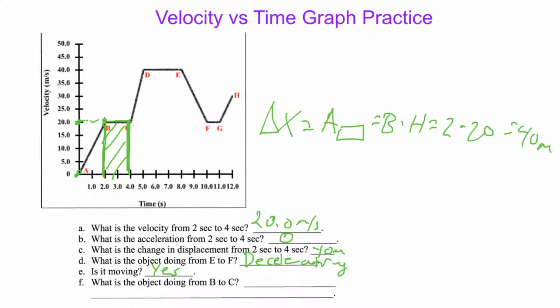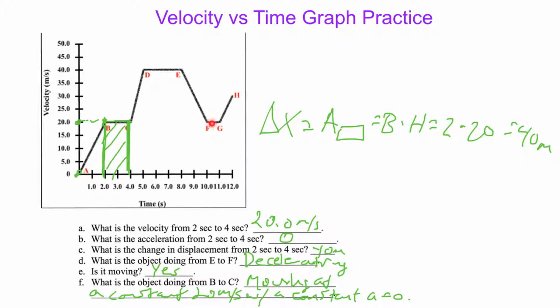Alright, what's the object doing from B to C? What is the object doing there? Okay, it is moving at a constant 20 meters per second with a constant acceleration of 0. So the object is moving.